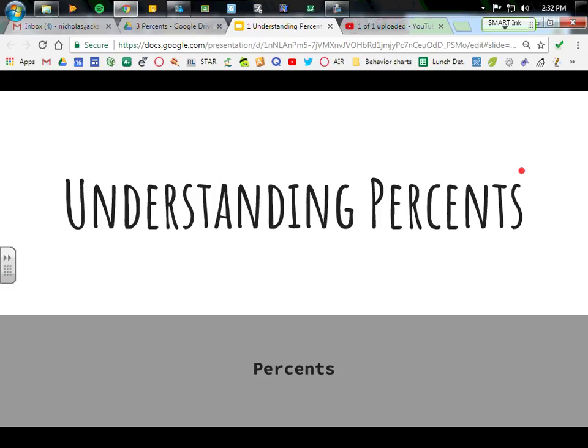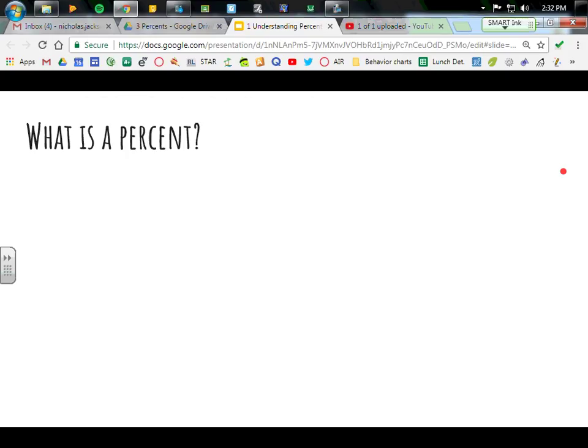Maybe you're a student and you get an 85% on your test. So what do those numbers mean? Are they just arbitrary numbers that people pull out of a hat because they sound good? Well, not really. They have a meaning. So what is a percent?